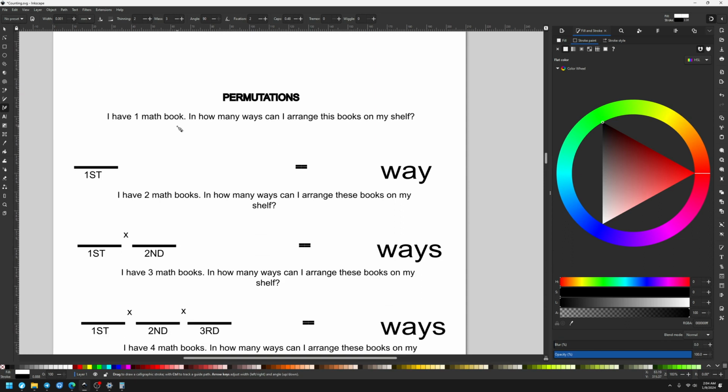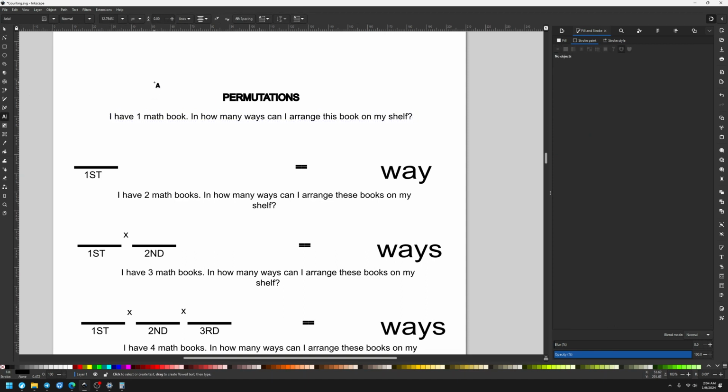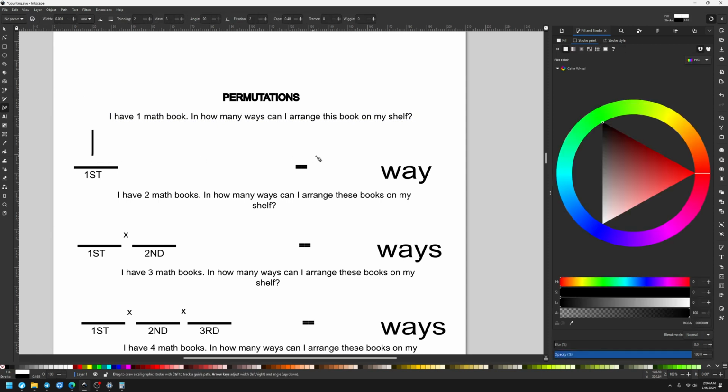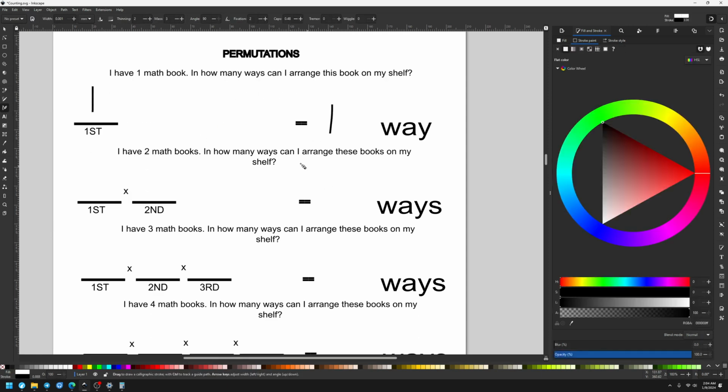So I have one math book. In how many ways can I arrange this book on my shelf? Well, it's just one math book, so there's only one way to do that. So one way. Okay, let's bump it up a notch. I have 2 math books. In how many ways can I arrange these books on my shelf? Okay. So for the first book, there are 2 choices. And now that we have chosen a book for the first spot, we only have one option left. So it's going to be 2 times 1, 2 ways.